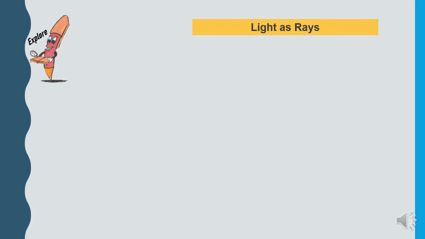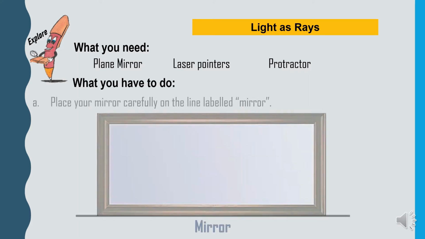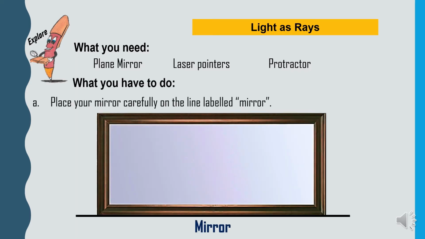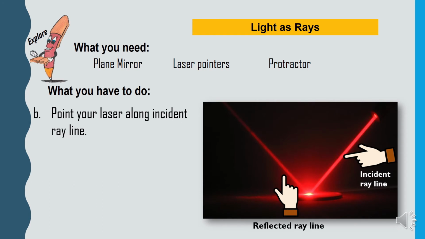Let's now explore. We are now going to perform an activity entitled Light as Rays. In this activity, we need the following materials: plane mirror, laser pointers, and protractor. Here's what you're going to do. Place your mirror carefully on the line labeled mirror. Next, point your laser along the incident ray line.